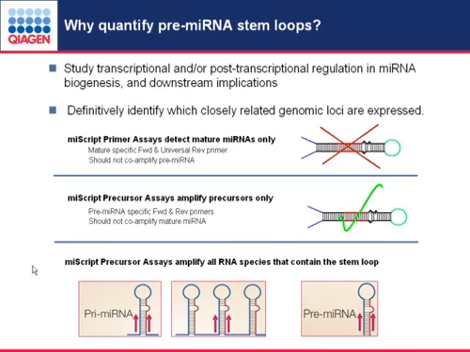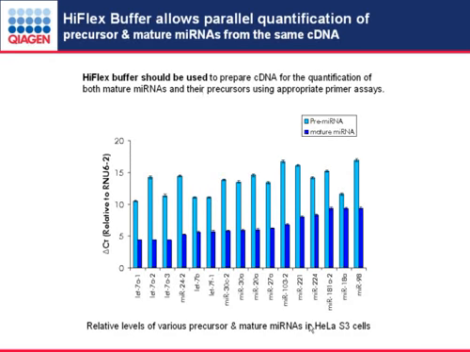And just as a note, microScript precursor assays amplify all RNA species that contain the stem loop, including primary microRNAs and precursor microRNAs. And shown here is an example of the power of the HiFlex Buffer. It again allows parallel quantification of precursors and mature microRNAs from the same cDNA.